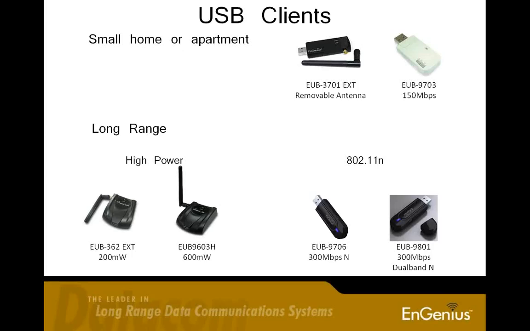Or you can choose 802.11n devices, which give you better range than normal G power devices and high throughput speeds of up to 300 megabits per second.